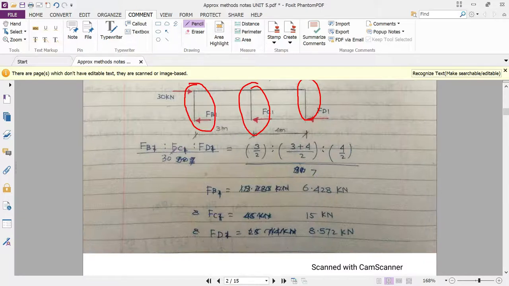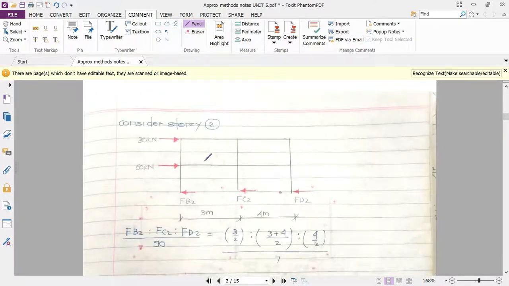Now by this way we can easily calculate the forces in the members B1, C1 and D1. These are the shear forces we are getting: 6.4, 15 and 8.57. So like this. Now we have already calculated the first story.